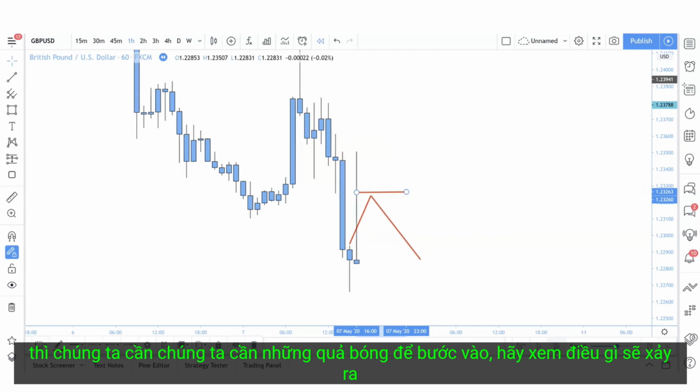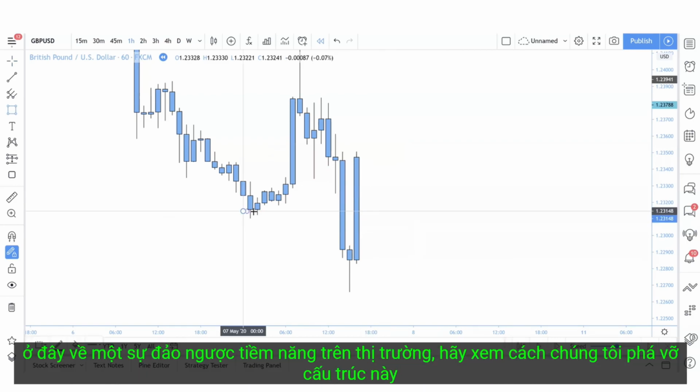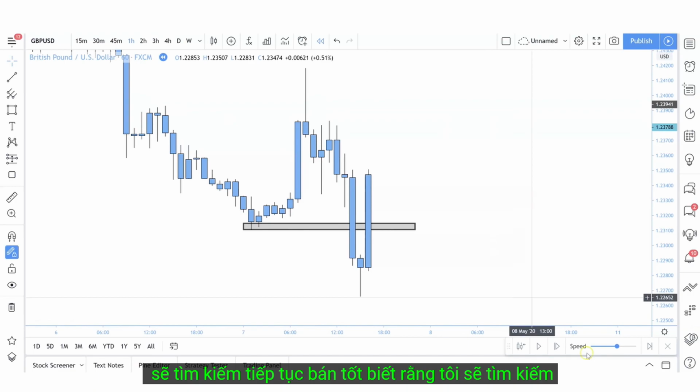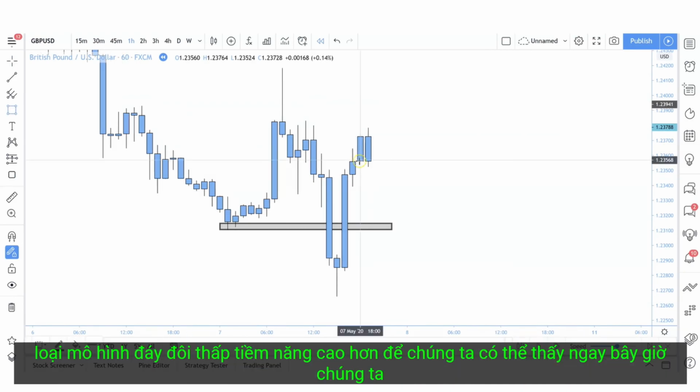So price literally smashed back to the upside, which is a strong indication here of a potential reversal in the market. Look how we broke this structural low and then we broke right back into this structure. So now what am I going to be looking for? Continued sells? Well, no. I'm going to be looking for the market to create a level where price is holding and then looking for some sort of potential higher low double bottom patterns.